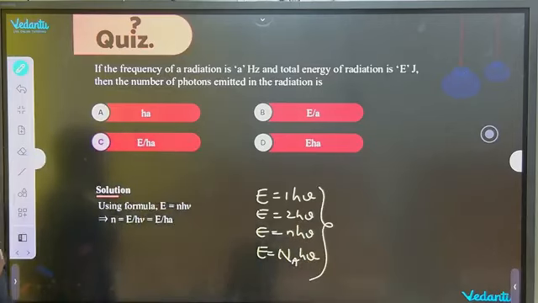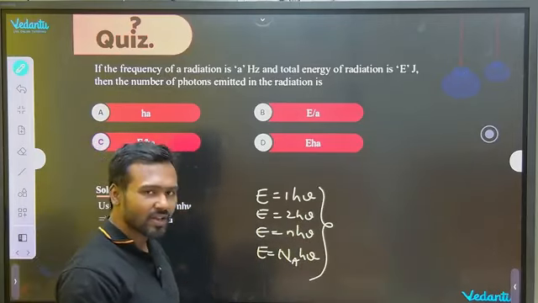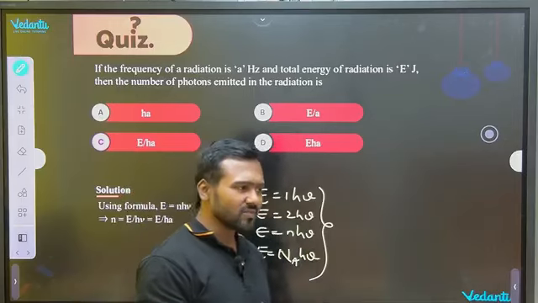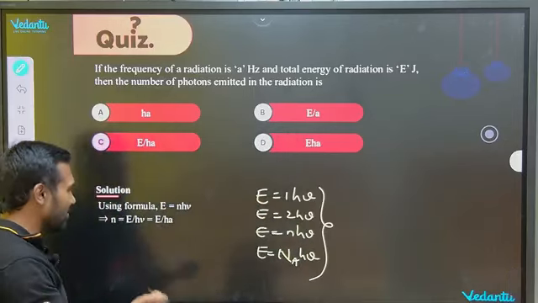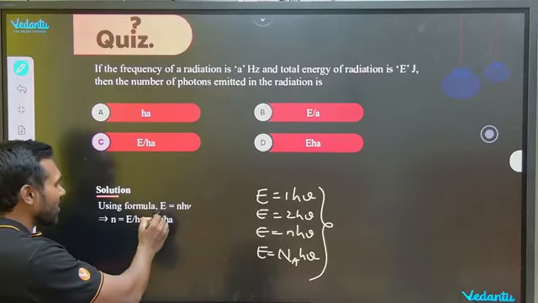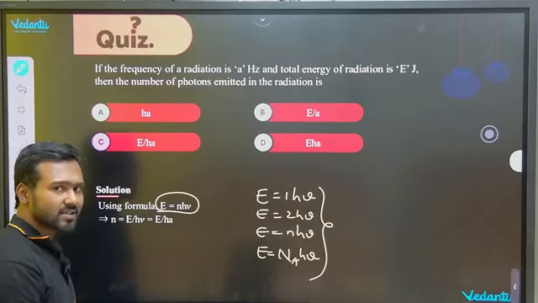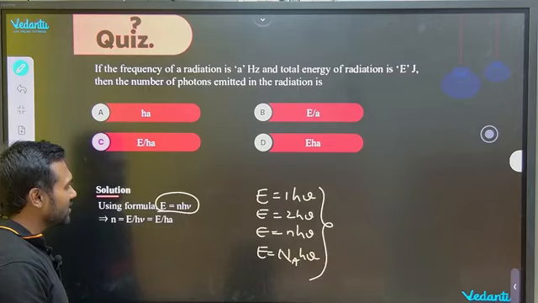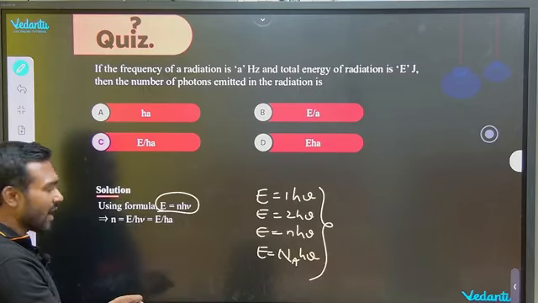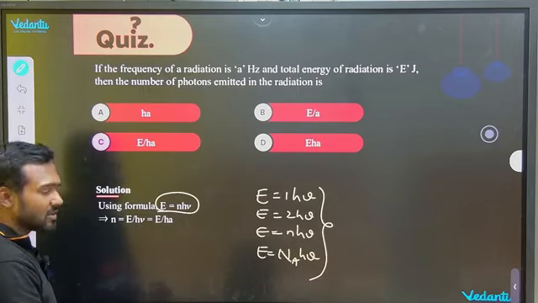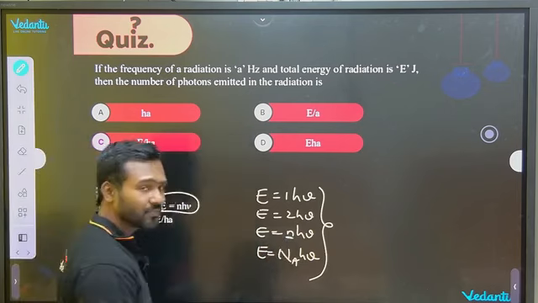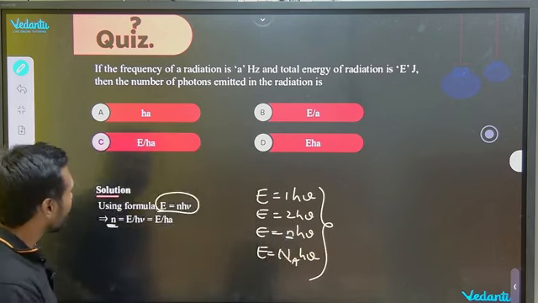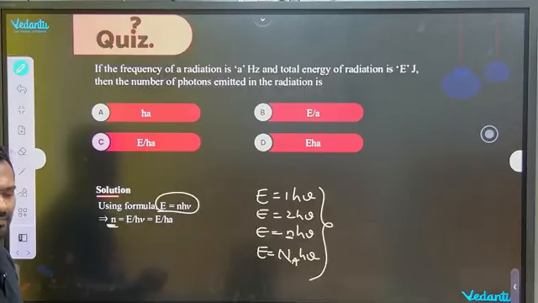Since we write E is equal to h nu only for one quantum, and they are asking the number of quanta, now you have to take E is equal to n h nu. h nu is given as A, and the energy they give as E. So they are asking how many quanta, that means they are asking this n value. So the answer is C, E by A.